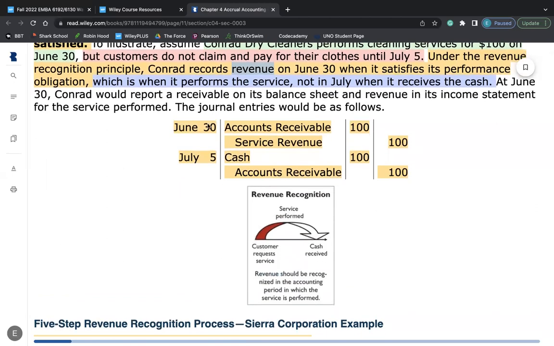And we actually have the journal entry here. The journal entry is as follows. On July 30th is when we satisfy the performance obligation. And on July 5th, we record the money. Accounts receivable, 100, service revenue, 100. Remember, service revenue is always going to be credited because revenue increases with the credit. It's a little weird, but it does. And this is an asset receivable account that gets taken away by the cash.